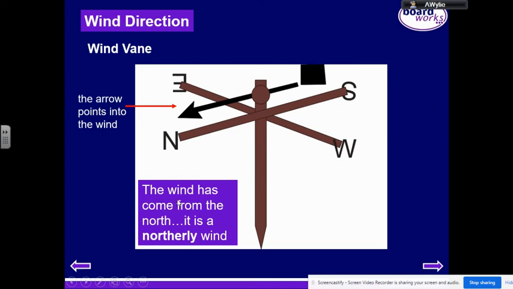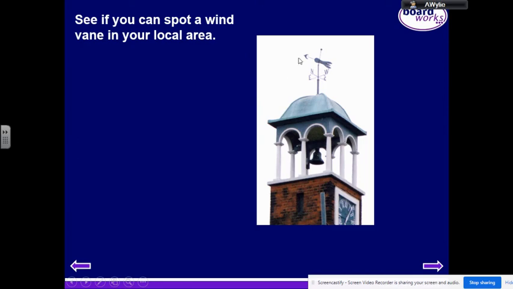So what are the units used to measure wind direction? Well, you've come across these units before in the map skills topic. These are the compass directions: north, east, south, and west. So we talk about winds coming from the north or the south or the east or the west or the southwest. You want to now go and find a photograph of a weather vane or a wind vane like this one and insert it into your class task.